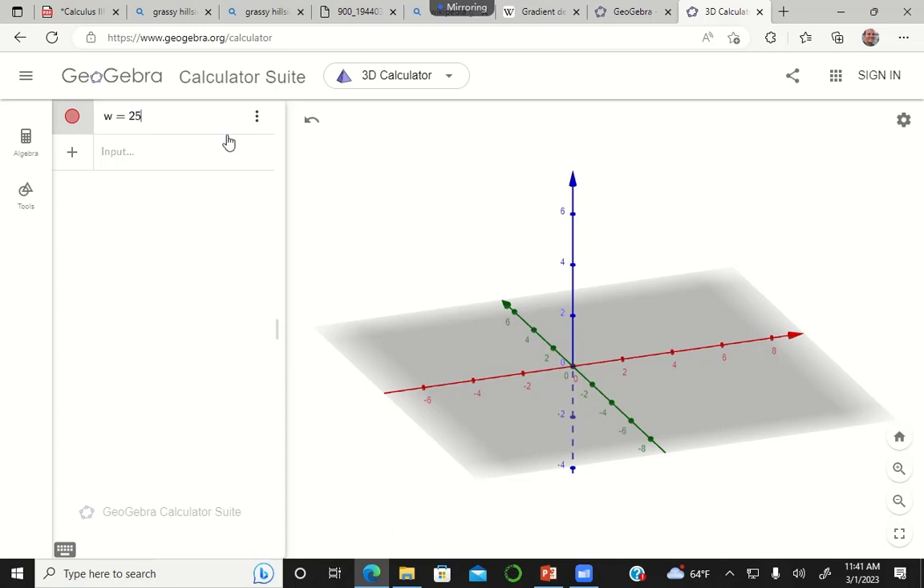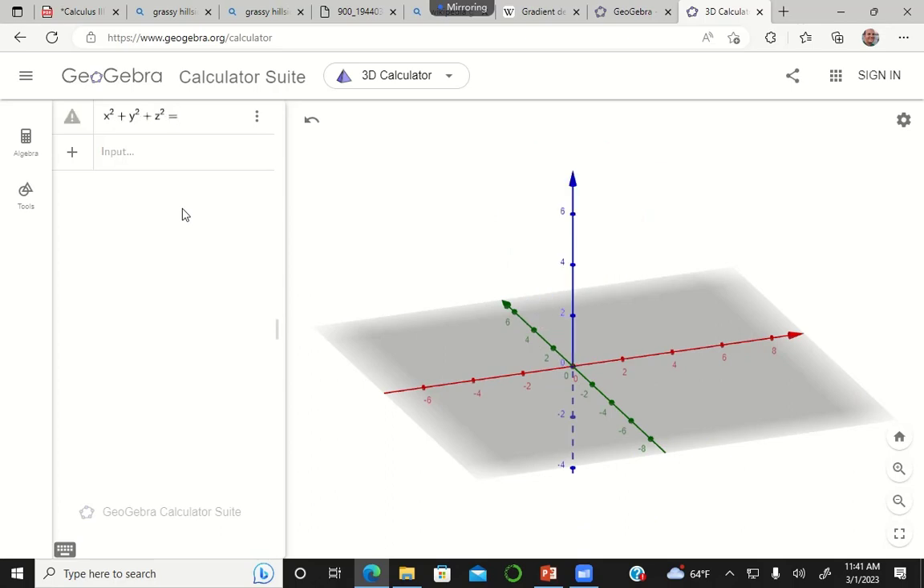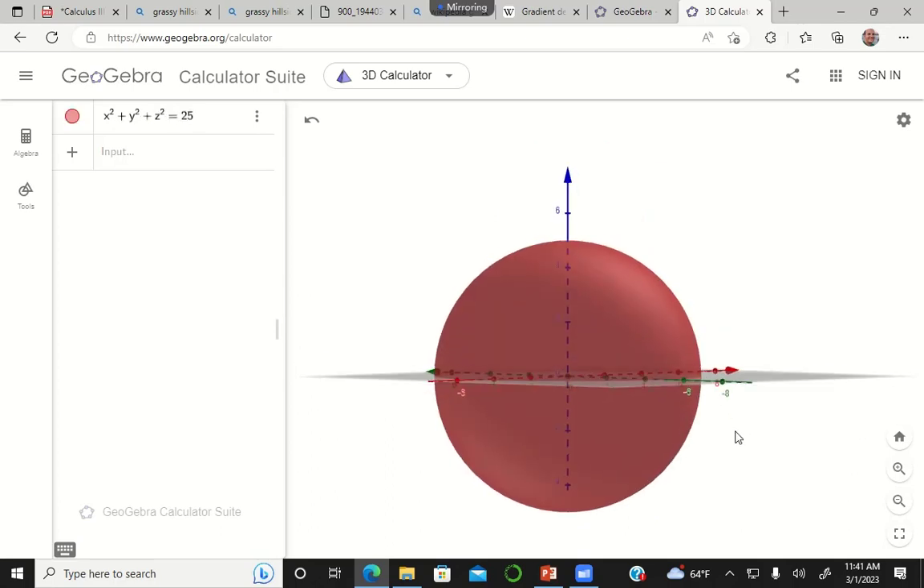Gosh, man, GeoGebra is convenient, but it doesn't do exactly what I think it would do in every situation. What I can do is type in x squared plus y squared plus z squared equals 25, and that gives me that sphere centered at the origin.